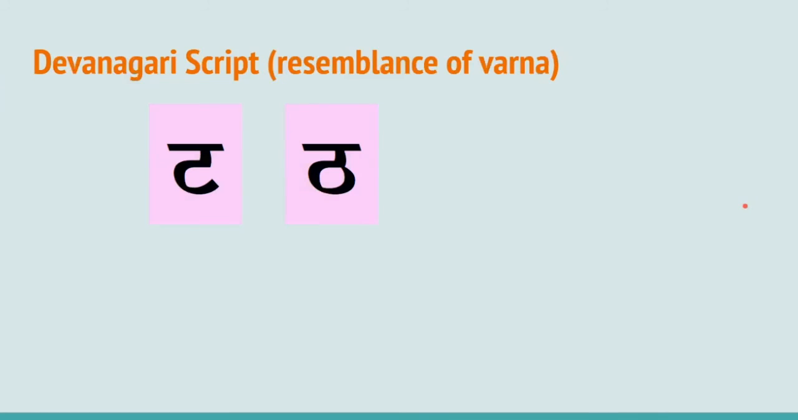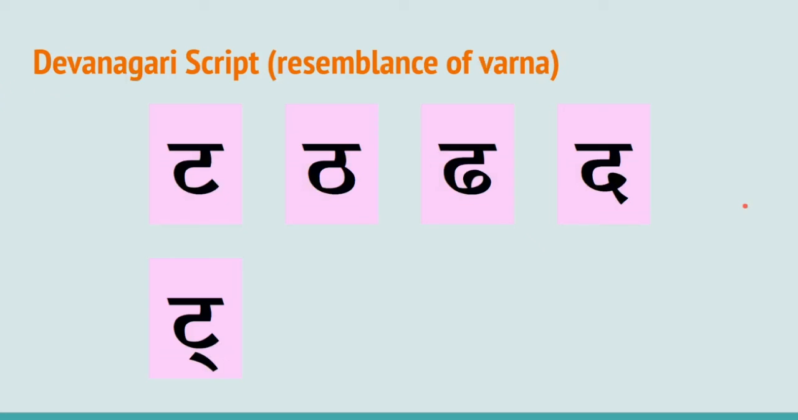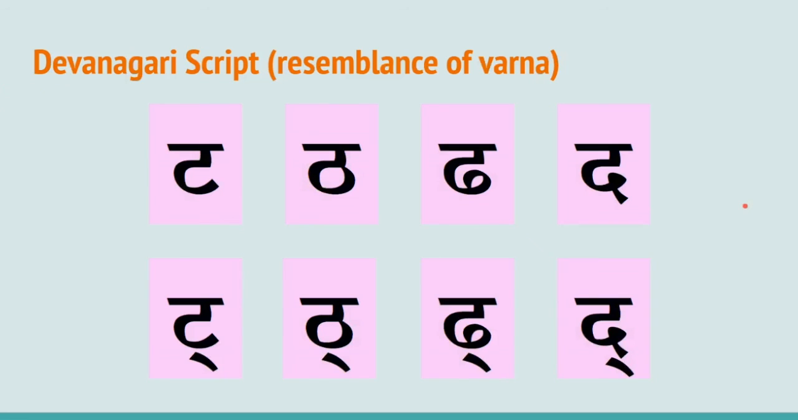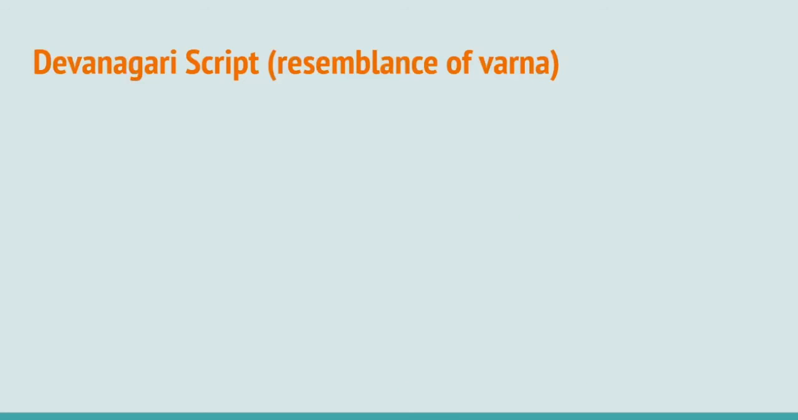Okay. So this is T, Th, Dh and this is T, Th, D, D. Okay. Thank you. So is there some other participant?